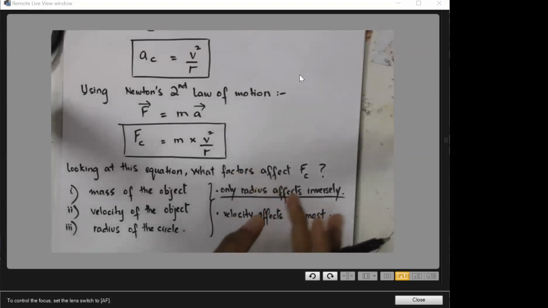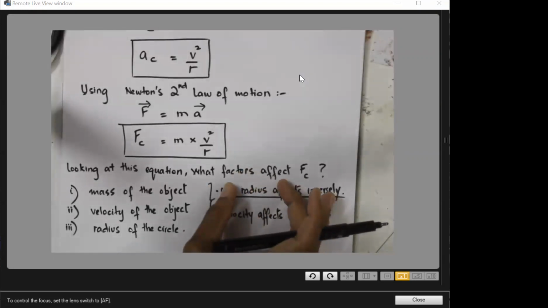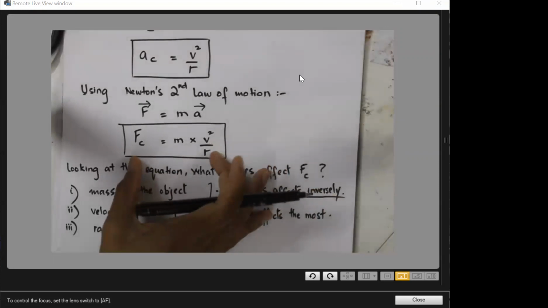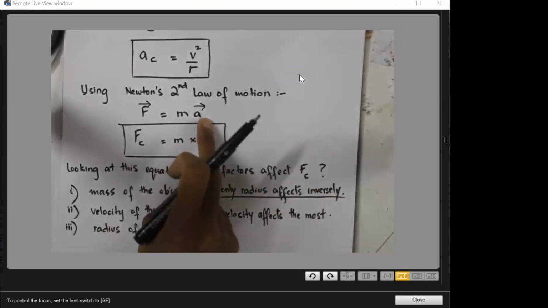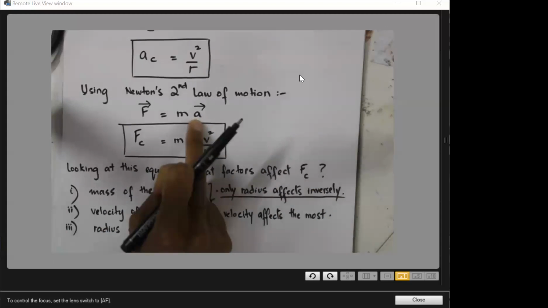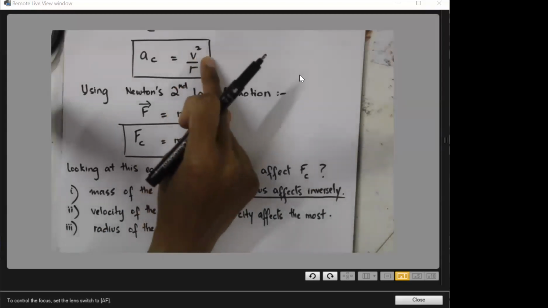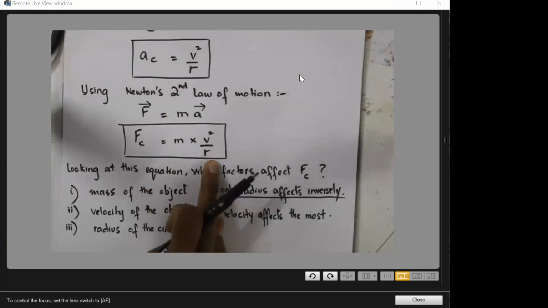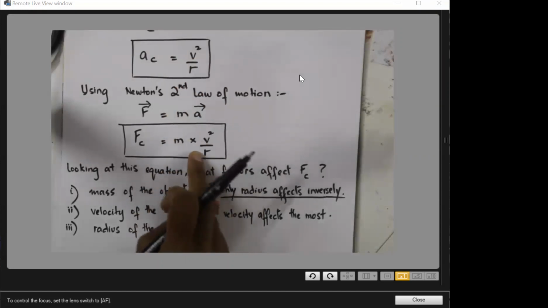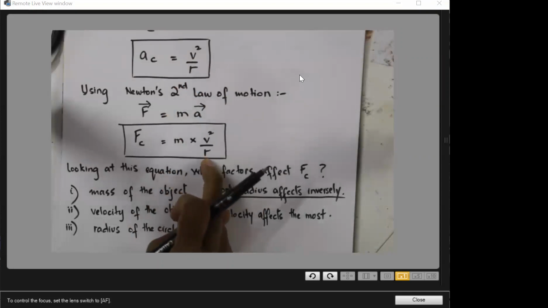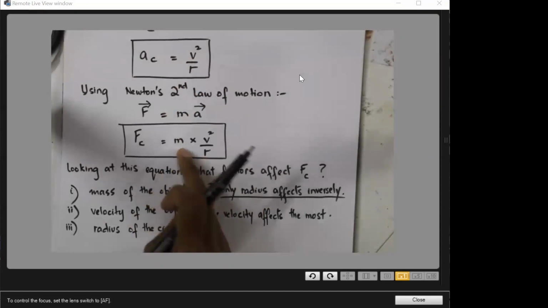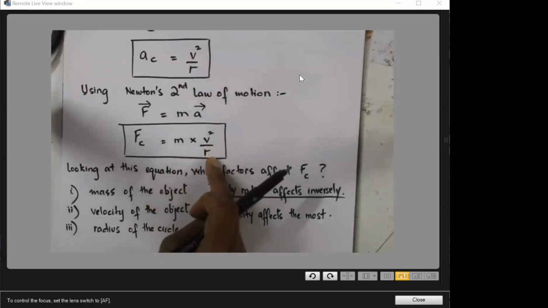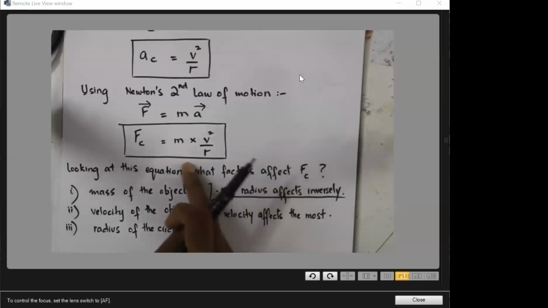But instead of memorizing, if you understand this is from Newton's second law of motion, F equals MA, and you know that A for circular motion is the square of velocity divided by R, just replace it. This equation should come to your mind, and then it's easy: mass of the object, velocity of the object, and the radius of the circle. Easy peasy. These are the three factors that affect the centripetal force.